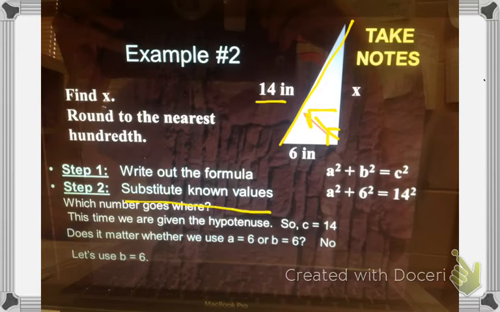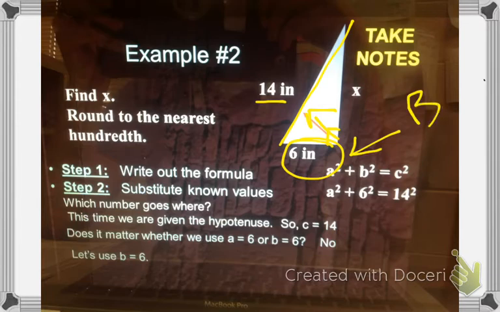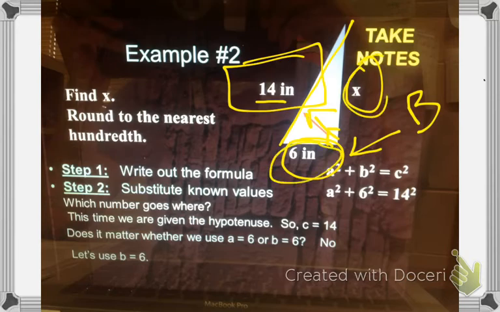So I've got A or B. Which do you want it to be? Well, I made it B. It could be A if you wanted it to be. Remember, those are interchangeable. The big thing is finding which one your hypotenuse is. Once you find the hypotenuse, you can plug these sides in either at A or B. I plugged it in for B.